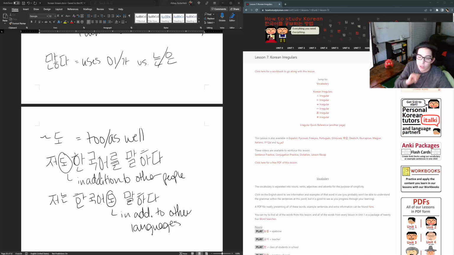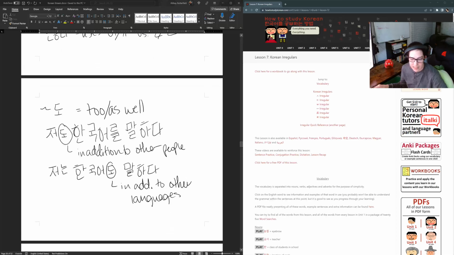So the 도 can be interchanged in the sentence to change the meaning, but in English, the sentence doesn't change. You're not changing the sentence. It's gonna be the exact same sentence.